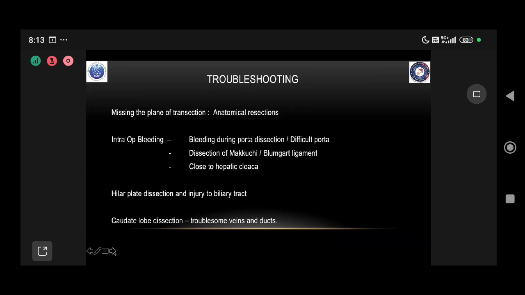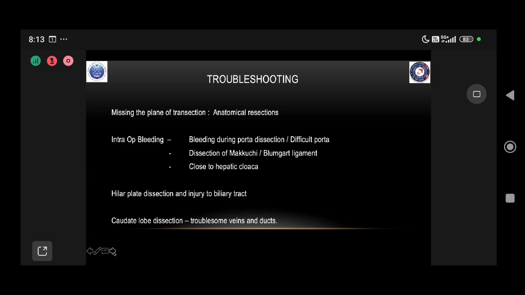Just a tip about troubleshooting before I end. It's very common in your initial learning curve to miss the plane of transection, either right or left. It's important that the surgeon as well as the first assistant gives proper traction on either side, and it's important to have a good first assistant as well. If either of them is pulling too much, you tend to waver in your plane of transection, and what happens is you encounter bleeding, and the worst part is if you injure the bile duct of the liver that is going to be left behind, it's going to be really difficult.